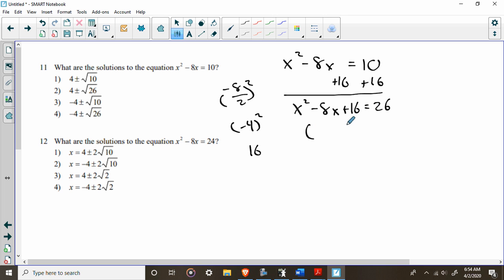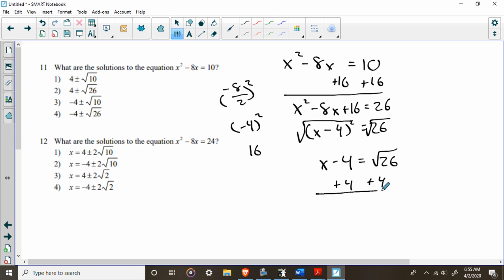And again, how do we write this in factored form? Again, square root of the first one, sign of the middle one, square root of the second one. Okay, let's take the square root of both sides to get rid of the square. We're going to have x minus 4 is equal to the square root of 26. Let's add 4. And let's go ahead and just make sure that we account for the positive and negative answer, right? So 4, plus or minus the square root of 26.